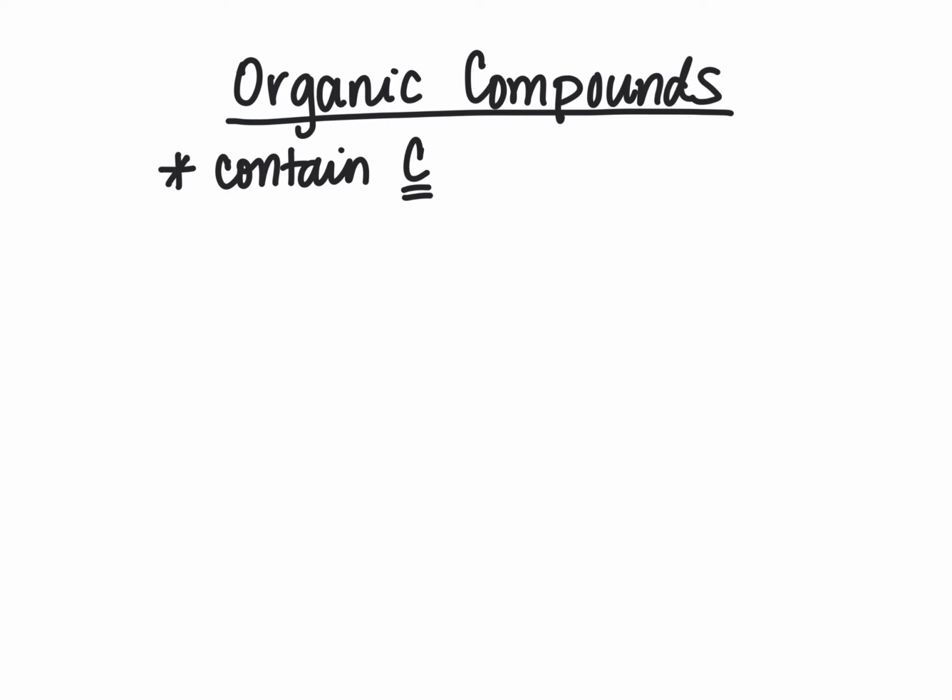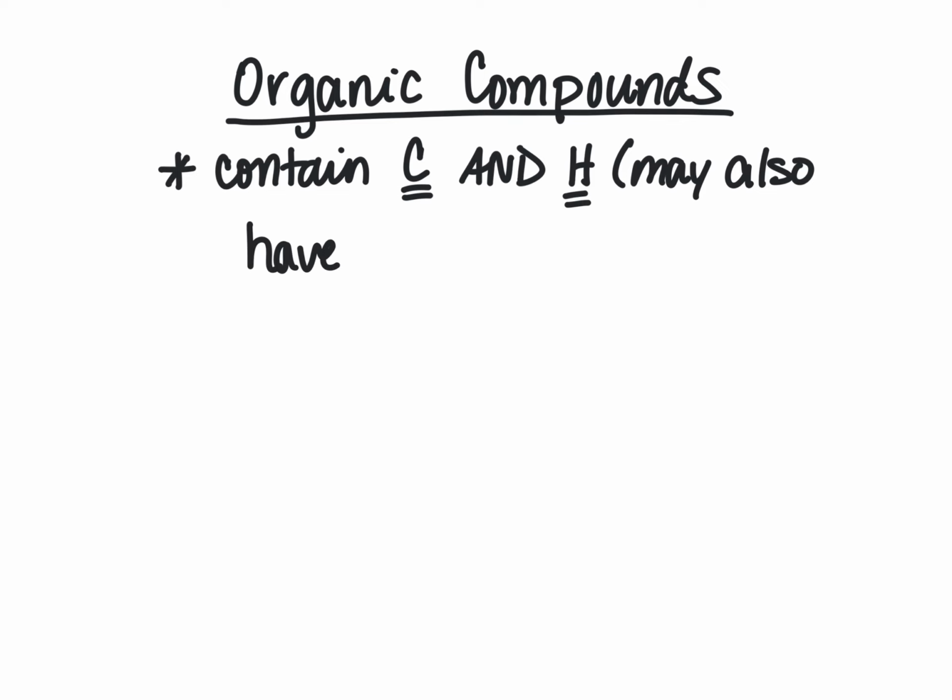So by definition, organic compounds contain carbon and hydrogen. Now, organic compounds might also contain atoms of other elements, but they have to have carbon and hydrogen at minimum. So they may also have things like oxygen, nitrogen, sulfur, etc. That doesn't make it not organic, as long as it has that carbon and hydrogen.